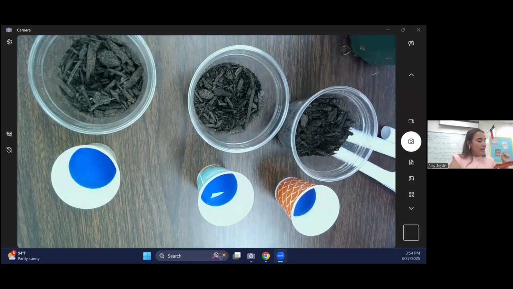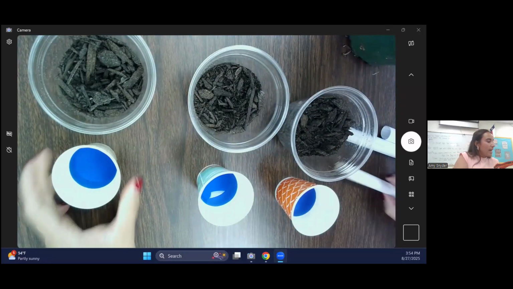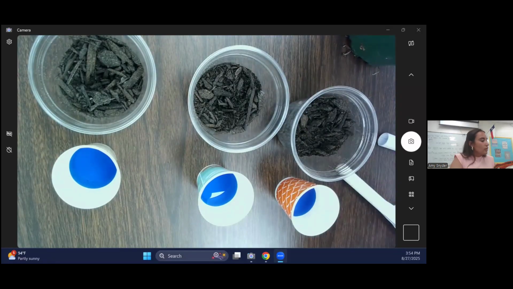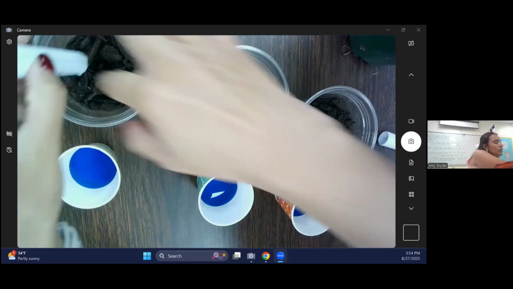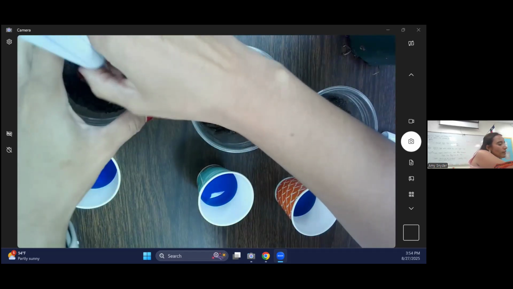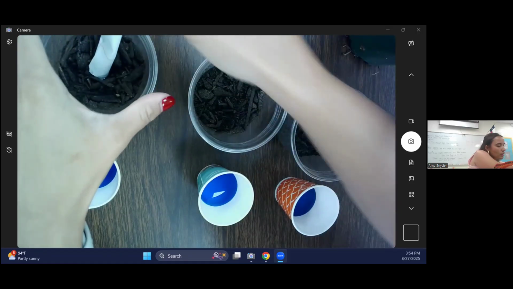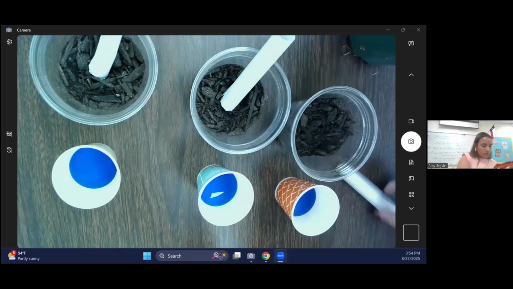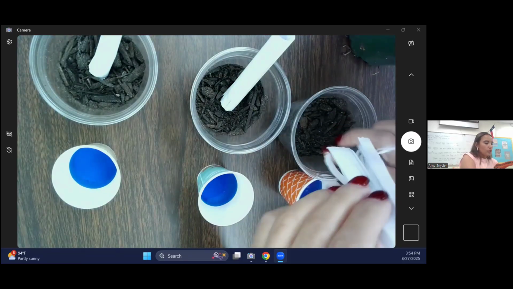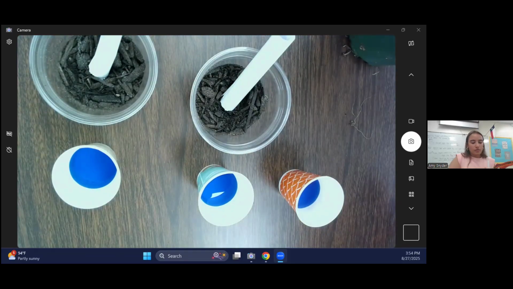Okay. And then I'm going to go ahead and add my root. So I have my long root. Oops, here we go. Okay, my shorter root. And then my root with the long strips. I'm going to make it. And you can tell your students to do the same because we want the roots to be in the soil just like they would in a real plant.